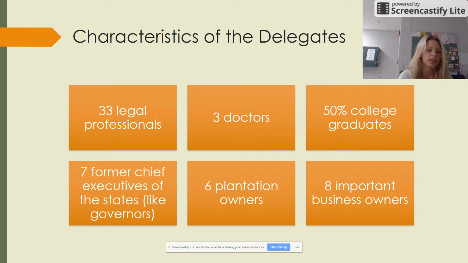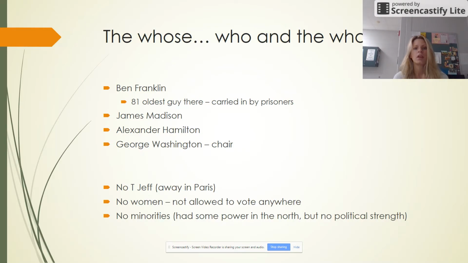So when we're thinking about democratic theories, this is definitely going to fall into the elitist theory. These are not people that are a representation of the people themselves. So we have the who's who and the who's not. So the who's who, so who was there?